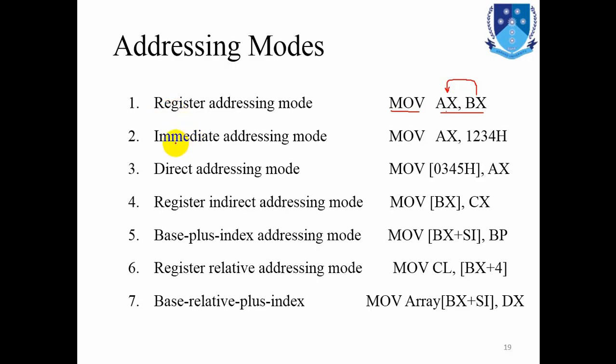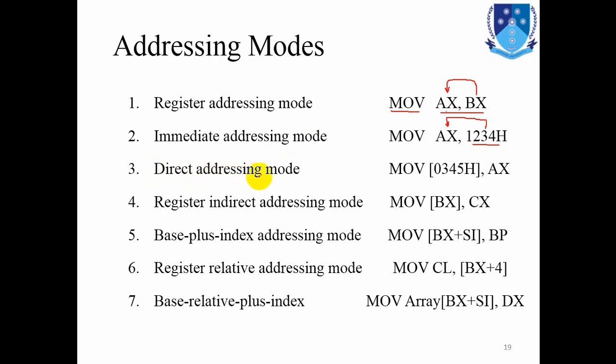Similarly, the next addressing mode is the immediate addressing mode. Here, according to this instruction, 1234H is a value. It is a direct number, a hexadecimal number, and we have to transfer this number into the accumulator register, the AX. So that type of addressing mode where one operand is a direct value or a number is termed as immediate addressing mode.